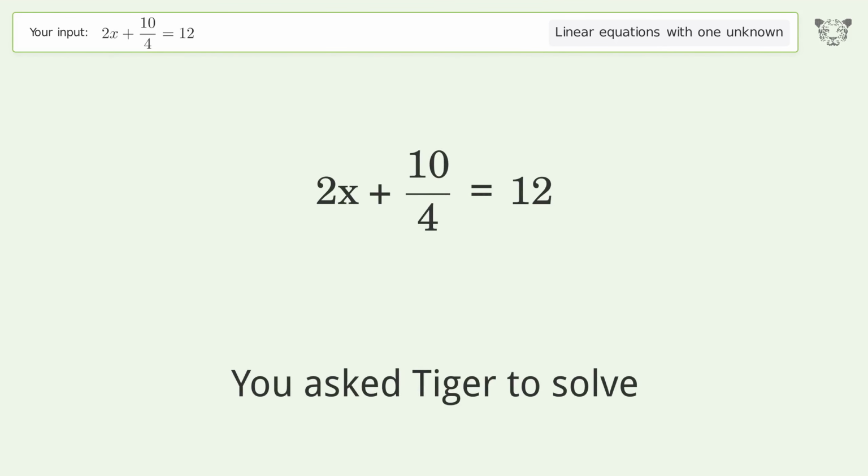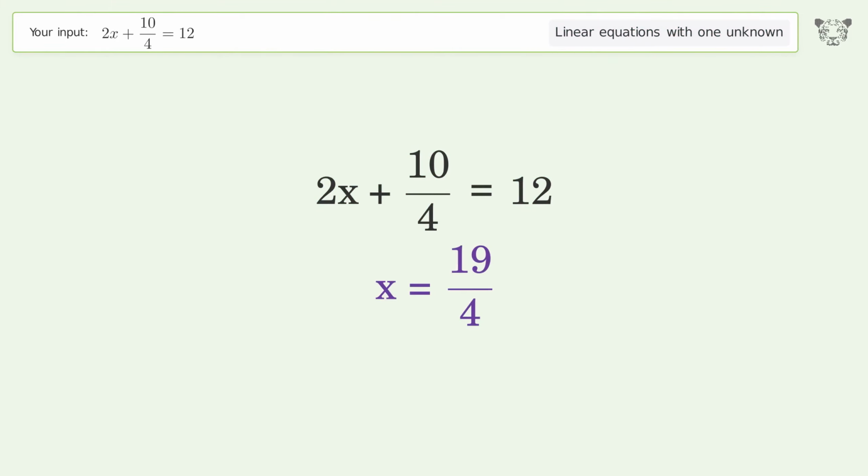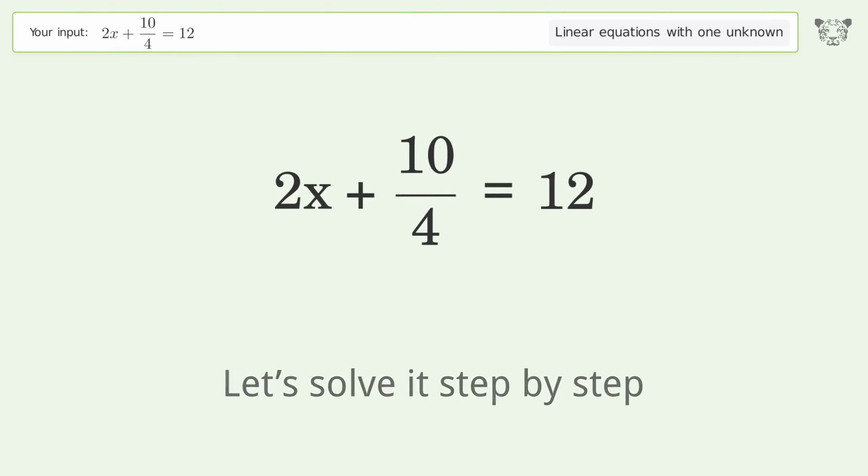You ask Tiger to solve this. This deals with linear equations with one unknown. The final result is x equals 19/4. Let's solve it step by step.